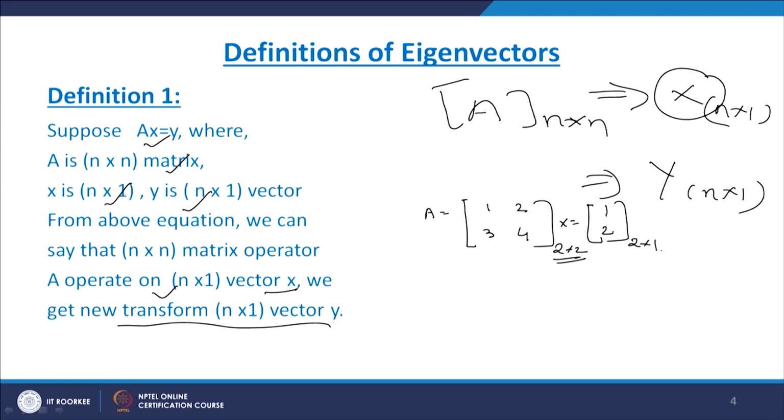Now what output will we get? Output y is nothing but the rows operated on the column. These 2 rows, 1 and 2, operate on this column. So what will we get here? 1 plus 4, we get 5, and here this row operated on this gives 3 plus 8, which is 11. That is, y is [5; 11].